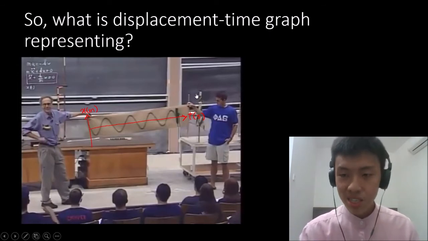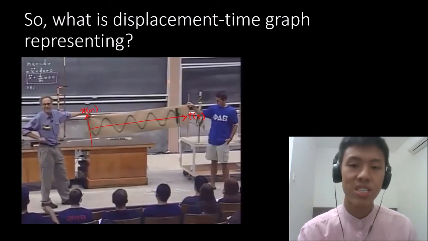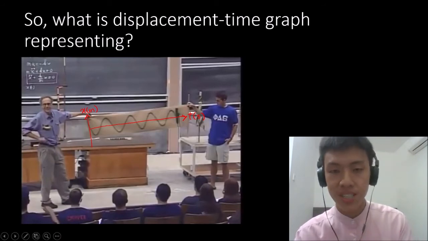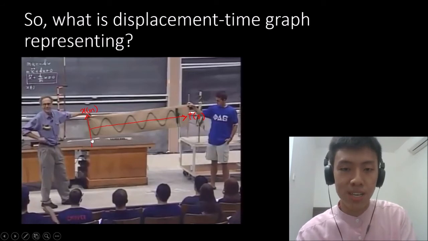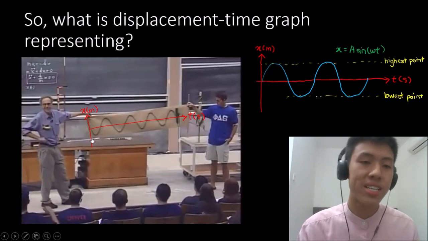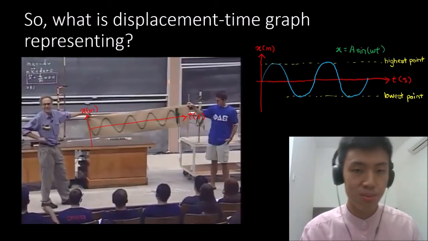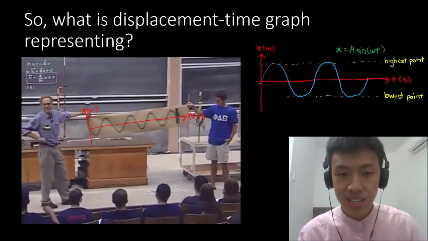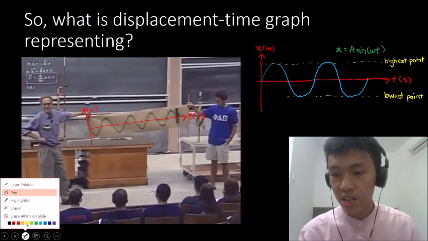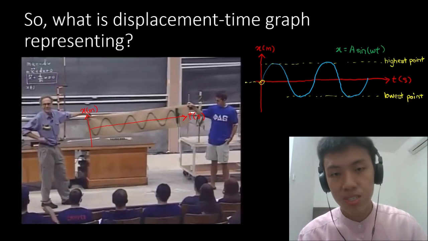Okay, so if you see here, it looks similar to a cosine graph. But in your syllabus, what you learn is probably the sine graph, which looks something like this. This is a sine omega t graph. There's no phase constant in your syllabus. As you can see, it starts from the equilibrium position. It starts here.